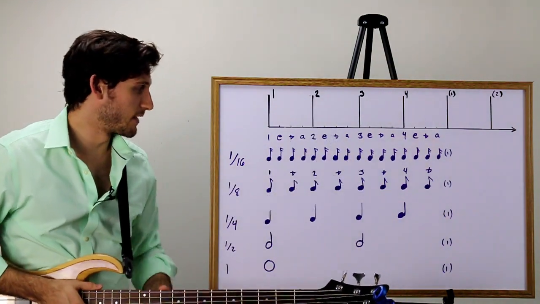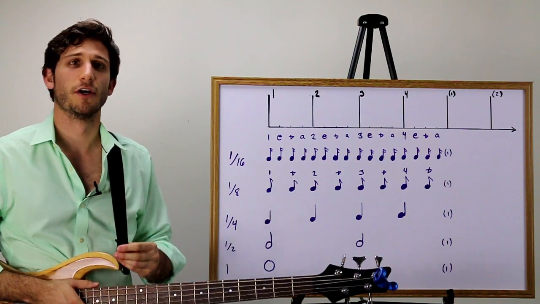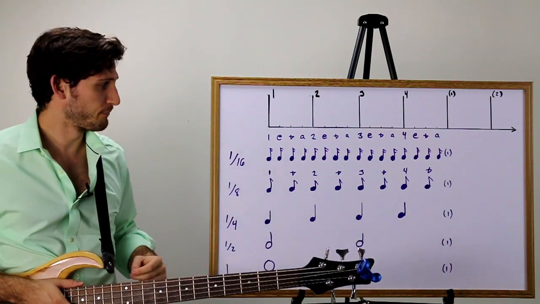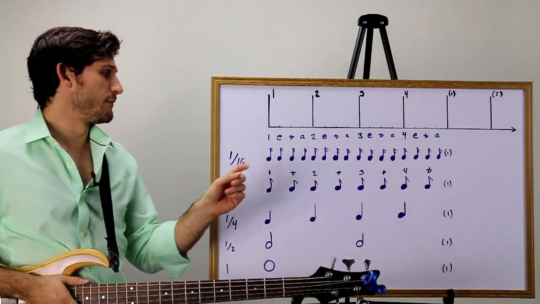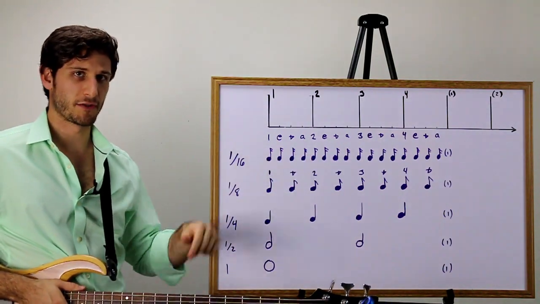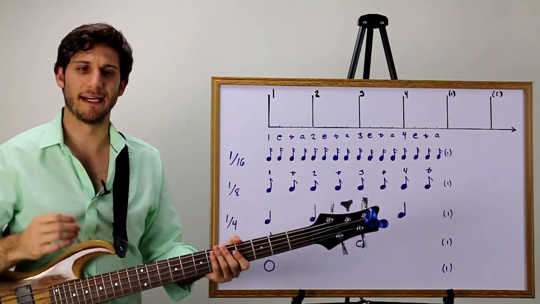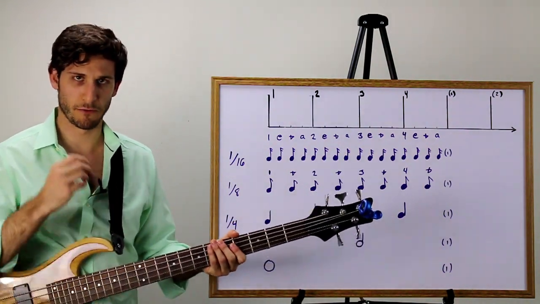Okay, last one, 16th notes. Since we're dealing with subdivisions smaller than eighth notes, we're going to have to invent some new syllables again. We're going to invent the syllables "e" and "a" to describe the subdivisions that we haven't yet described. Okay, if I count it right, it sounds like this. 1 e and a, 2 e and a, 3 e and a, 4 e and a.